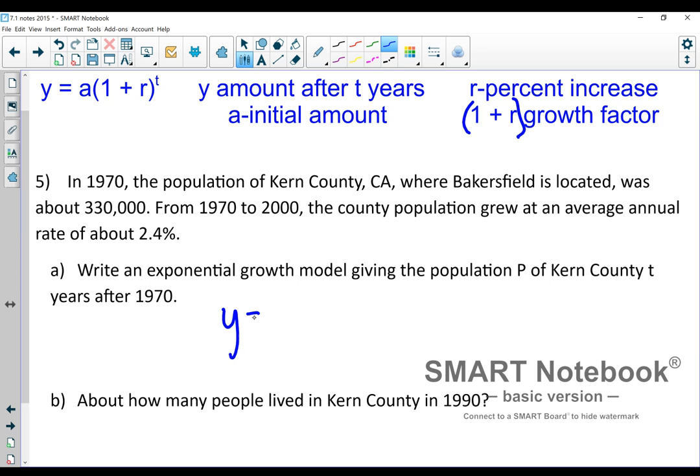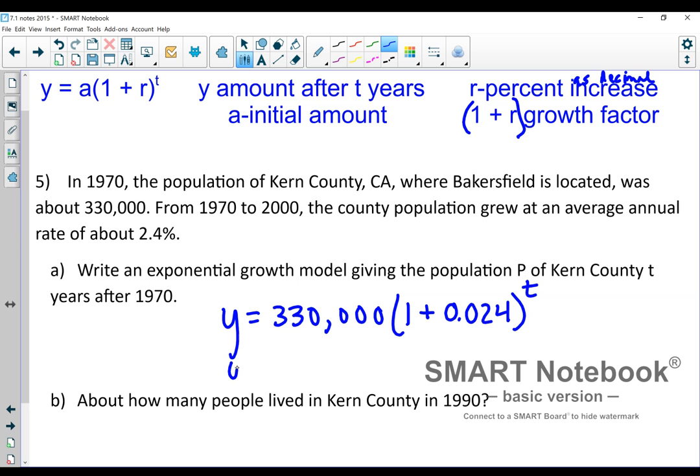So using my formula, y equals A is my initial amount, 330,000. And then inside my parentheses is 1 plus that rate, which is my percent increase, and that's 0.024. So make sure you change it to a decimal. So you might even want to make a note here, as decimal. And then my power is going to be T. So I'm going to simplify it. 1.024 to the T power.